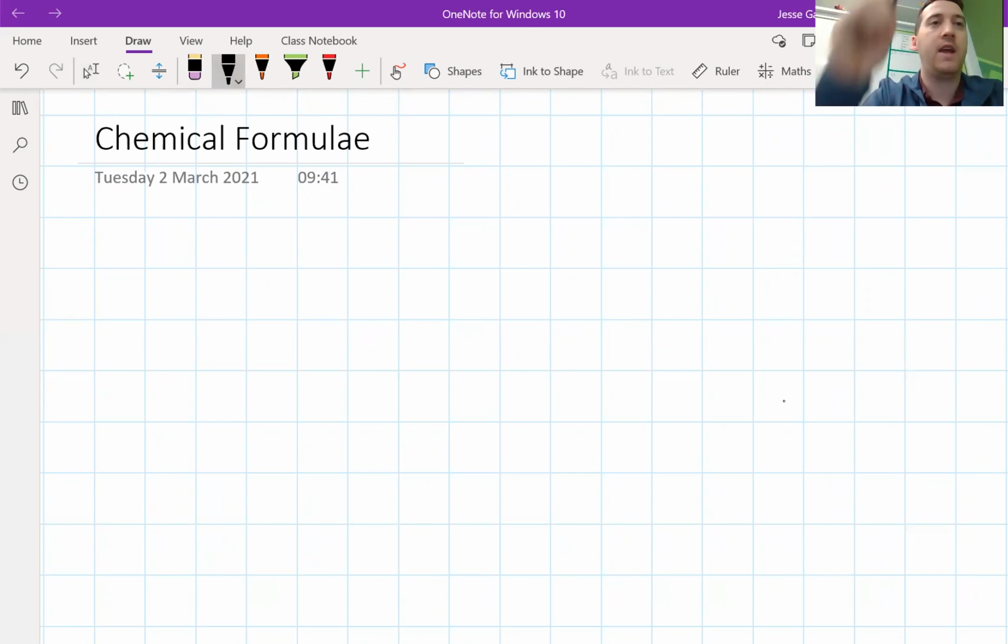Okay, so say we had a chemical reaction that makes this substance. So this is the product. This is the compound that's formed. Carbon monoxide.